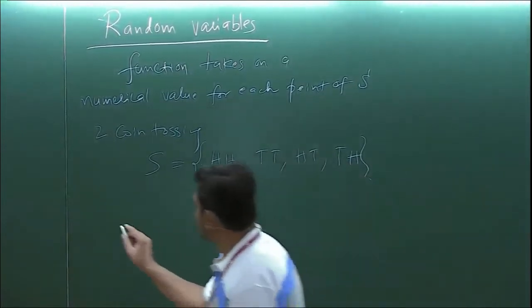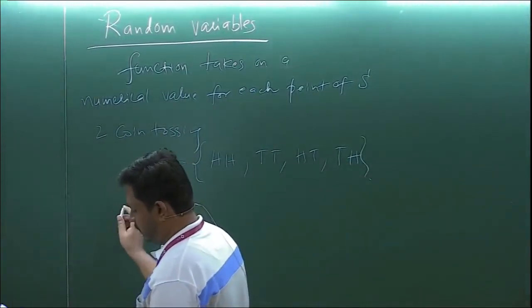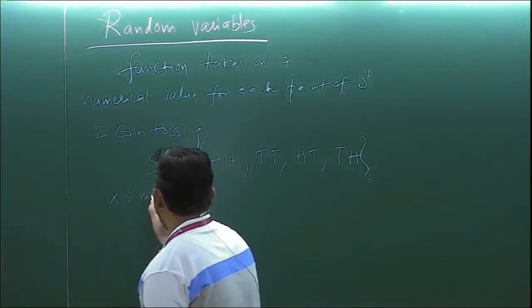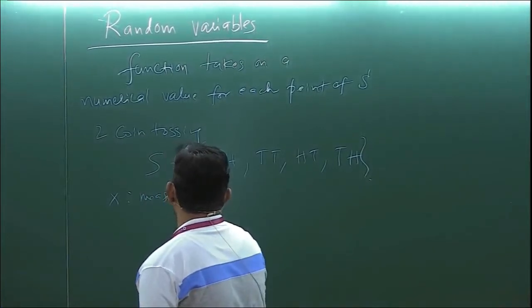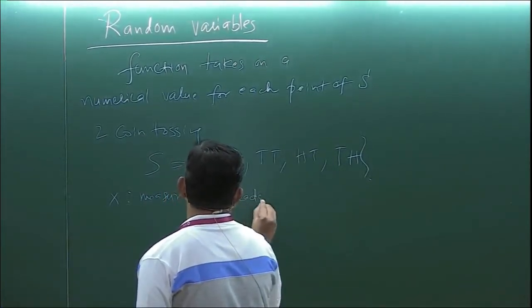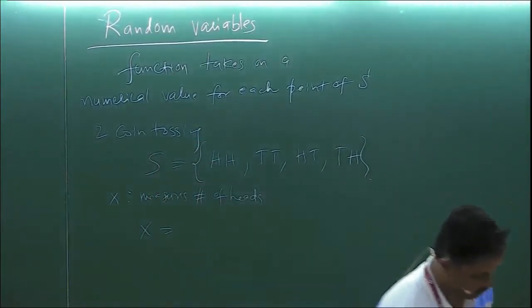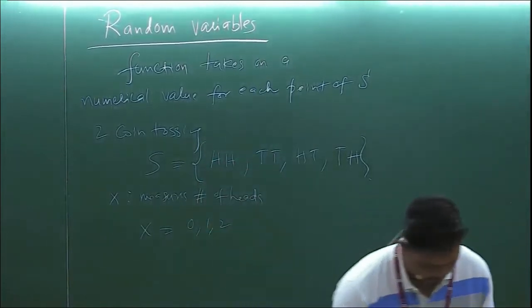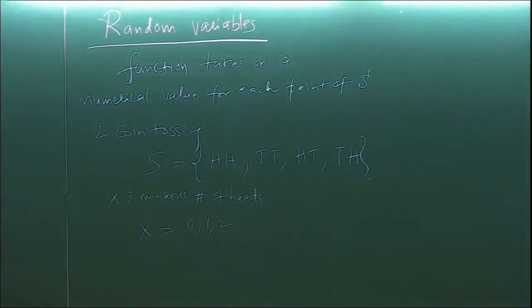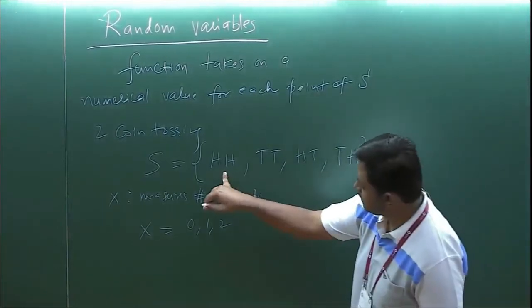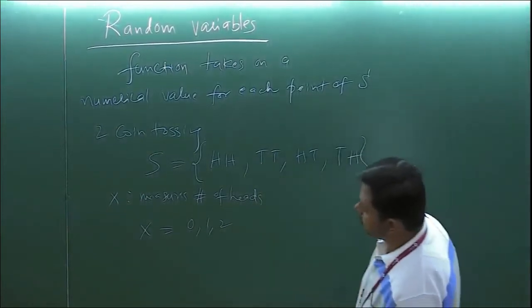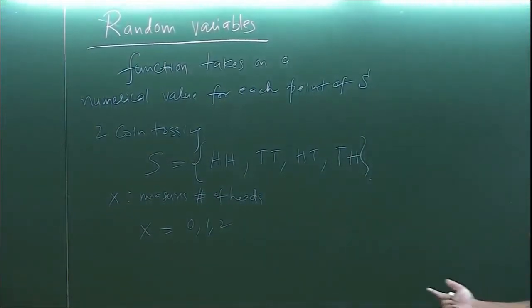And so I want to define the random variable. X is a random variable which measures the number of heads. So what are the values that X can take? 0, 1, or 2, right? So you have a sample space, and to each point of the sample space, you assign a number. That function is what is called a random variable. In this particular case, it can take 3 discrete values, 0, 1, and 2.